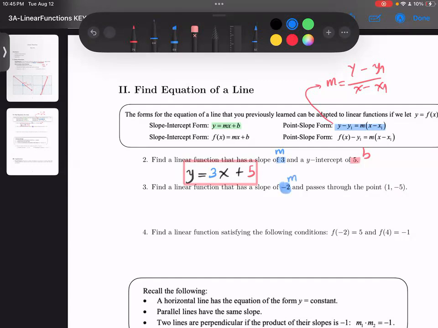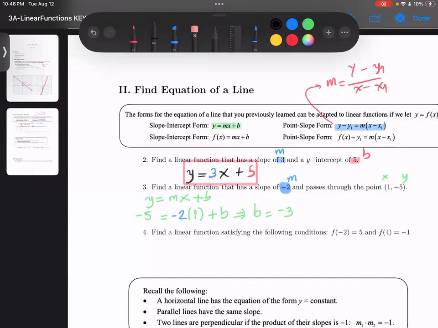But I need b. How do I do this? I can use the slope-intercept form. Remember the slope-intercept form in green right there: y equals mx plus b. I'm going to plug in x, y, and m, and then solve for b. So y is negative 5, m is negative 2, and x is 1, plus b. And then solve for b. b equals negative 3.